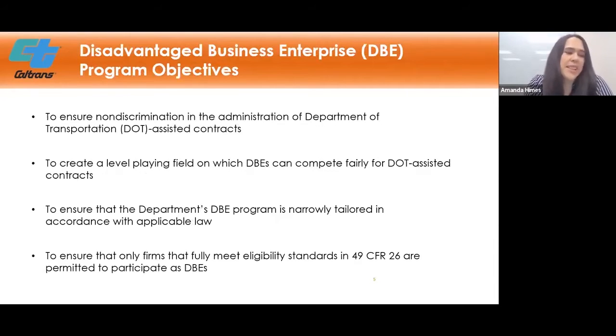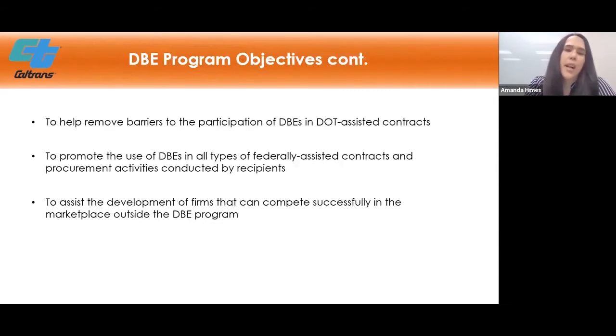So this program creates a level playing field on which DBEs can compete for federally assisted contracts. It ensures the department's DBE program is narrowly tailored in accordance with applicable law. The law that's going to apply to this program is 49 CFR, the Code of Federal Regulations, Part 26. So if you did want to learn more about the technical details of the program, you could look that information up as well. Continuing on with the objectives.